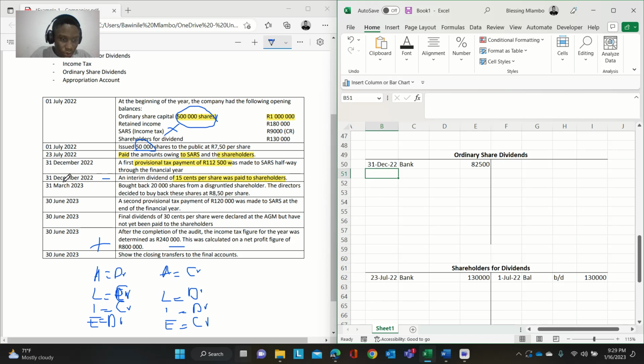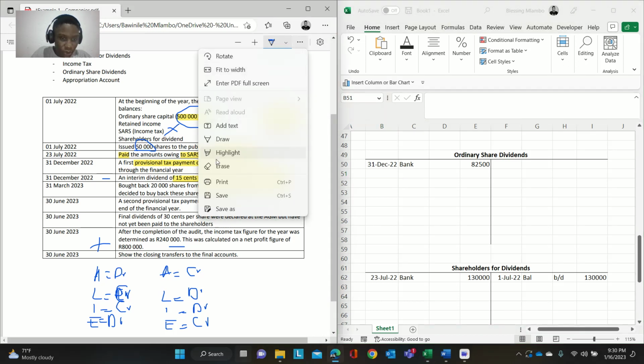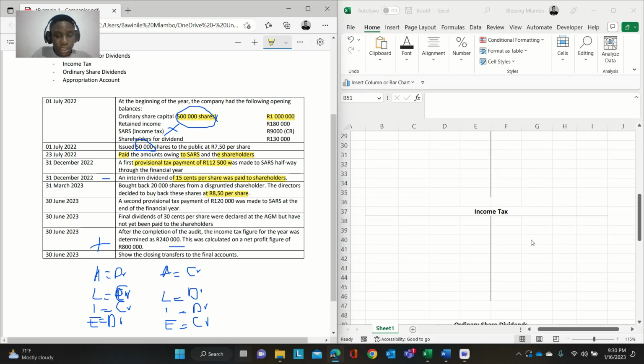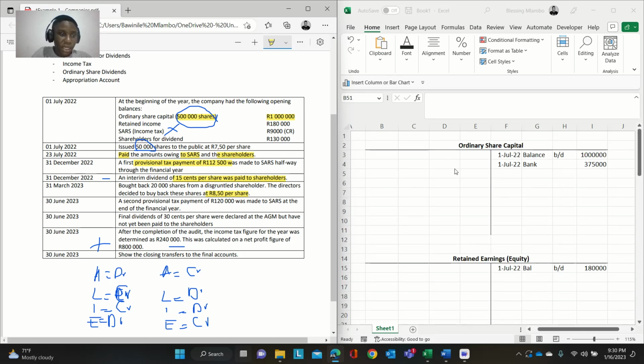And then we go to the transaction on the 31st of March 2023. They say the company bought back 20,000 shares from disgruntled shareholders. The directors decided to buy back these shares at 8 Rand per share. So the company can buy back shares from shareholders, and when they do this, it decreases the ordinary share capital, because the equity that shareholders have in the company is decreasing. Those shareholders no longer have equity in the company. Therefore, this ordinary share capital account will decrease.